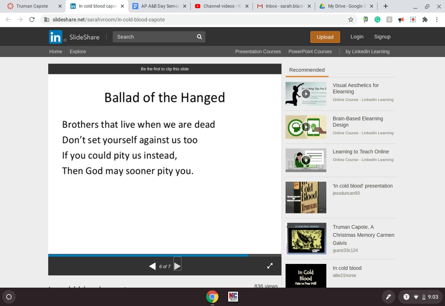The point of this book is not the twists and the turns and the surprises necessarily, but it's really delving into the psyche of these killers and why they did what they did, and the process that leads to their eventual death. They die. They are executed, which is fairly rare. In this time period, the death penalty was not widely used.